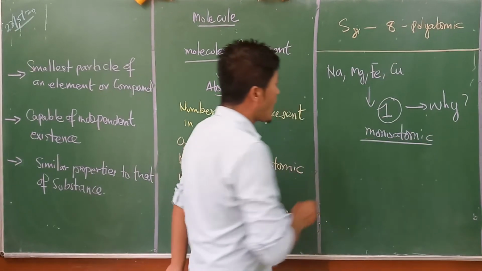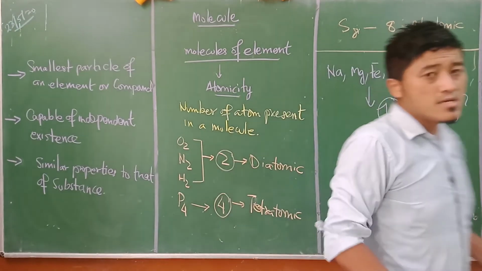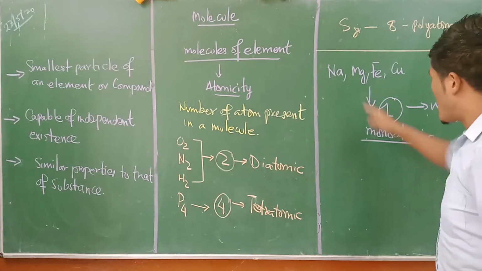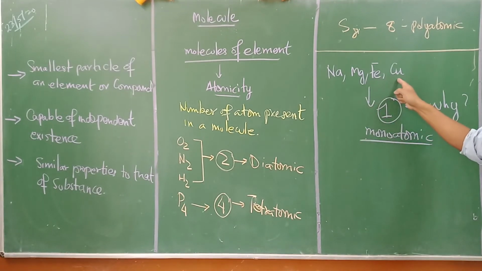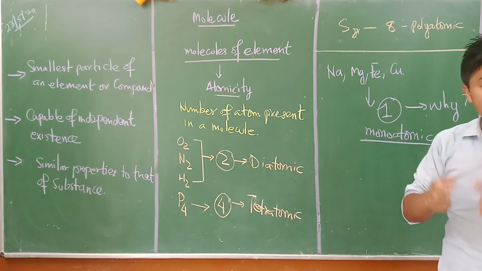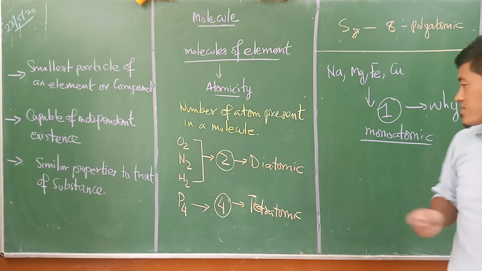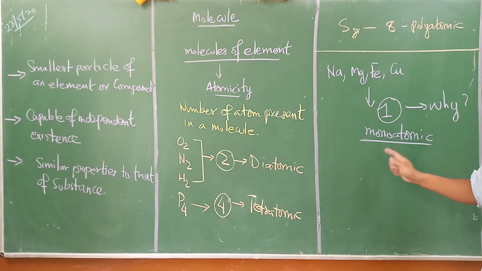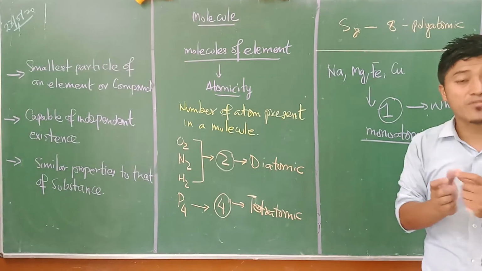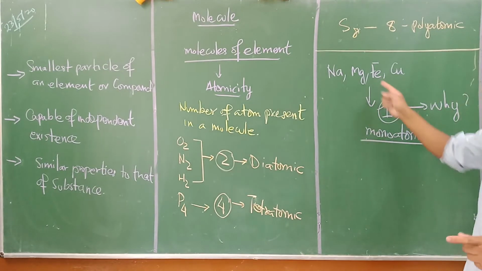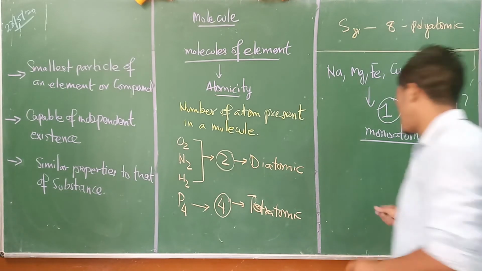Monoatomic. Now, why do these 4 elements have an atomicity of 1? In that case, a large number of sodium, magnesium, iron, or copper atoms are stacked together or present together in a small volume. That is why we call it monoatomic nature. In magnesium also, a large number of magnesium atoms are present together in a small volume, and in iron also, a large number of iron atoms are present in a small volume.